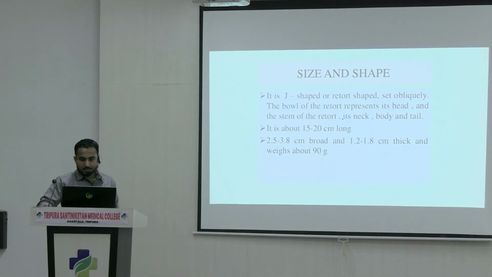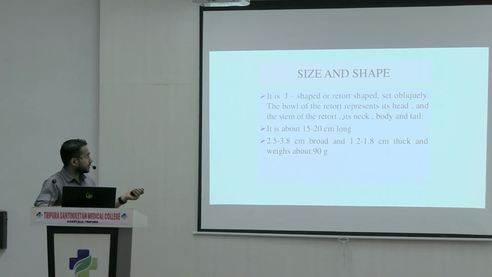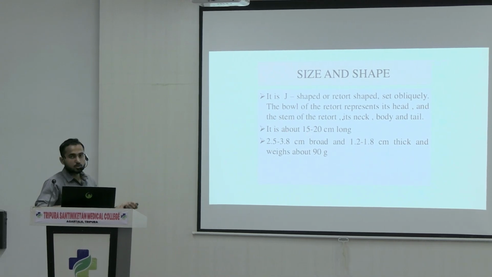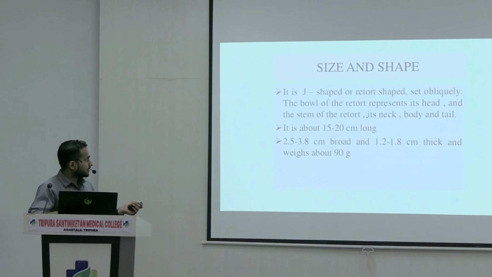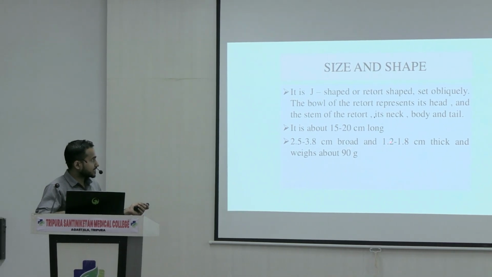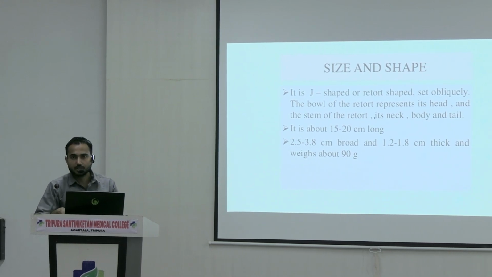Now, size and shape. It is J-shaped or retort shaped. The length is approximately 15 to 20 centimeter, 2.5 to 3.8 centimeter broad, thickness is approximately 1.2 to 1.8 centimeter, and weight is approximately 80 to 90 gram. These are the dimensions of the pancreas.